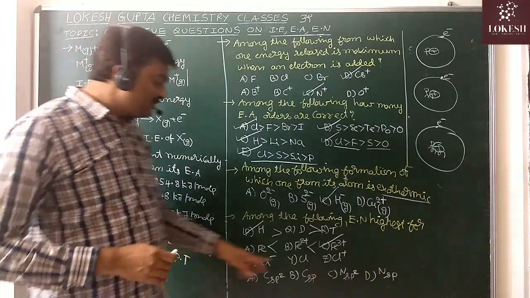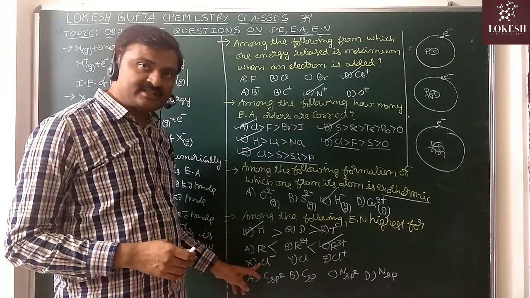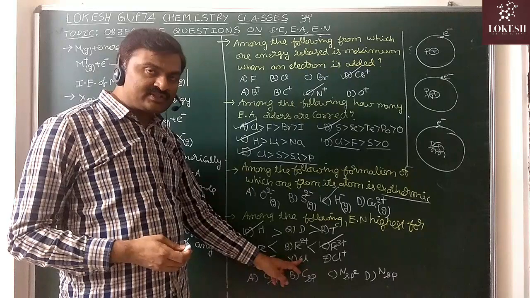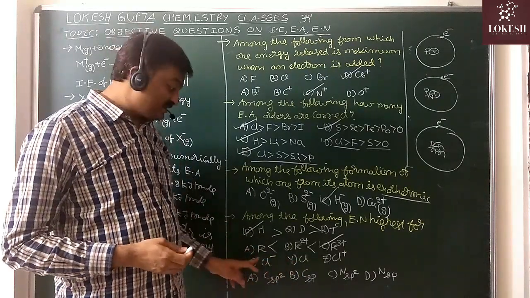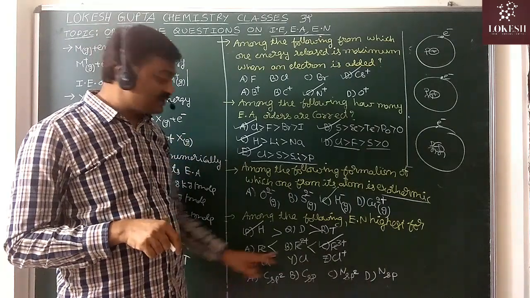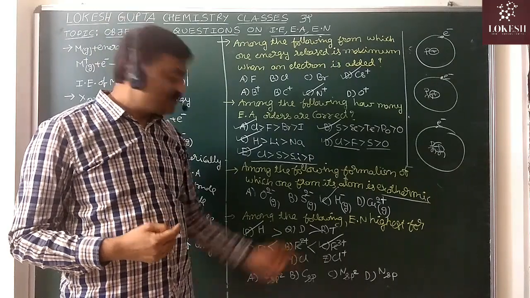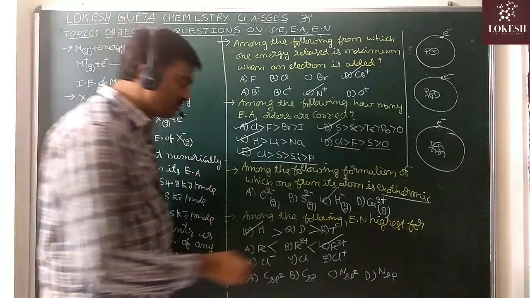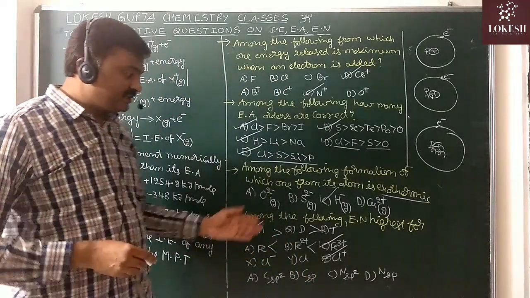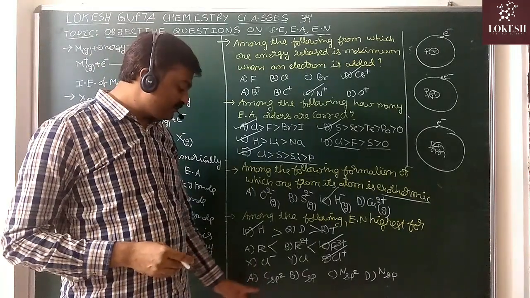Now, in the same style, answer this one: chlorine atom, Cl plus, Cl minus. Chlorine atomic number 17. Here 17 electrons, 17 protons. But here 18 electrons, 17 protons. Here 16 electrons only, 17 protons. So here attraction is more. So for this, ionization energy and electronegativity are more.